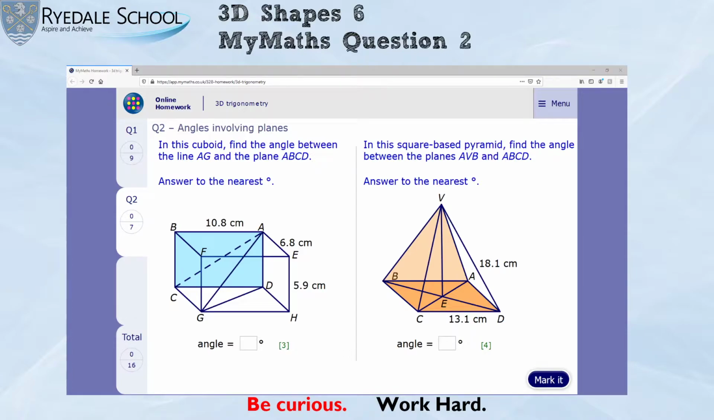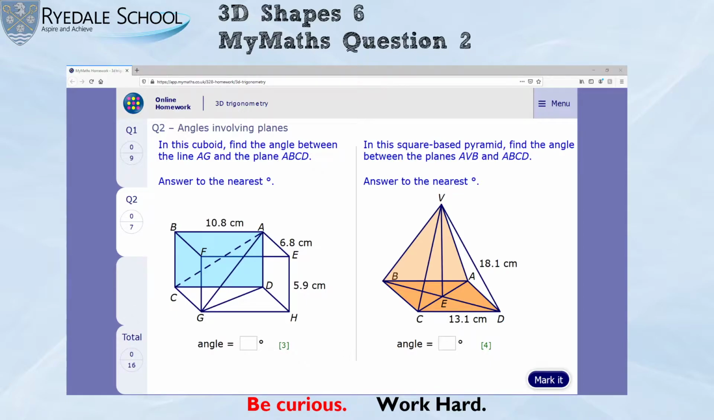The second thing about this is a lot of you will be having the problem of trying to picture exactly which angle it is wanting you to find. When it says find the angle between the planes AVB and ABCD, which angle is that? What does that angle look like? I'm going to take a little bit of time before I walk through the solution to explain which angle it means.